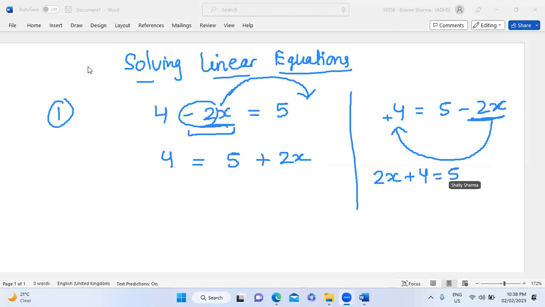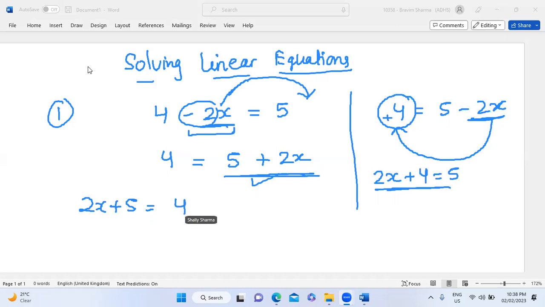Remember, when no sign is given before a number or a letter, we always consider it positive. So now once you make this variable part positive, we know how to solve it. So this equation can be written as 2x plus 5 is equal to 4. So first, 2 is multiplied by x and then 5 is added. To solve this equation, first I will be subtracting 5 from both sides.